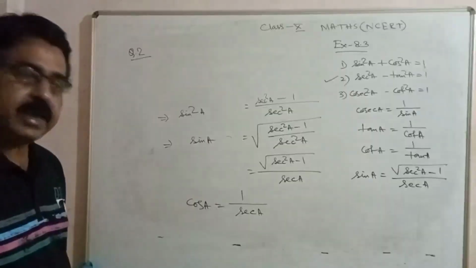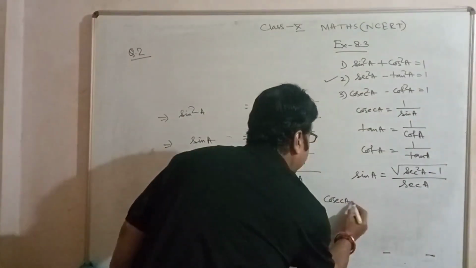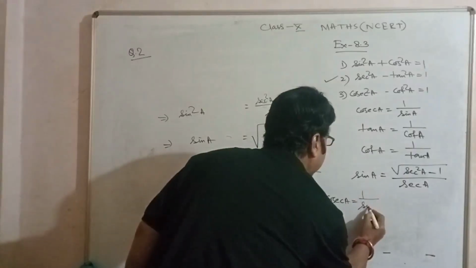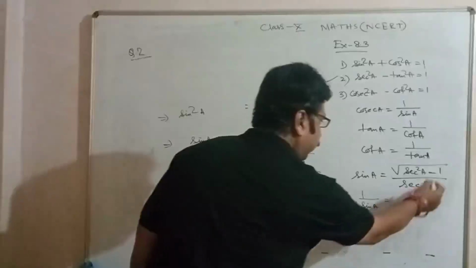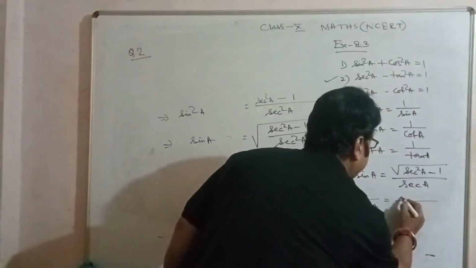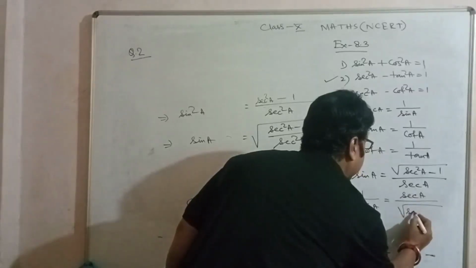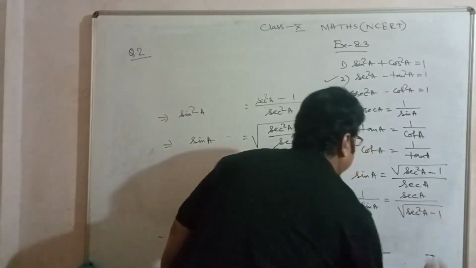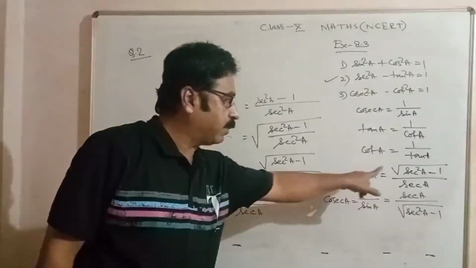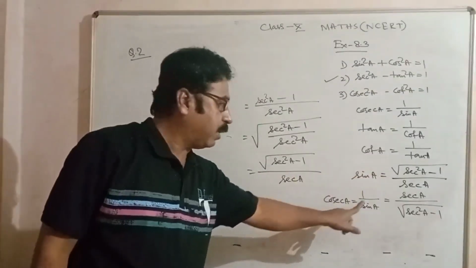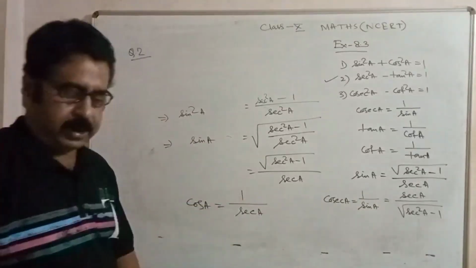So cosec A we can write 1 upon sin A, means reciprocal of sin A, means reciprocal of this term. It will be sec A under root sec square A minus 1. We got sin A in terms of sec A, cosec A in terms of sec A, cos A in terms of sec A.